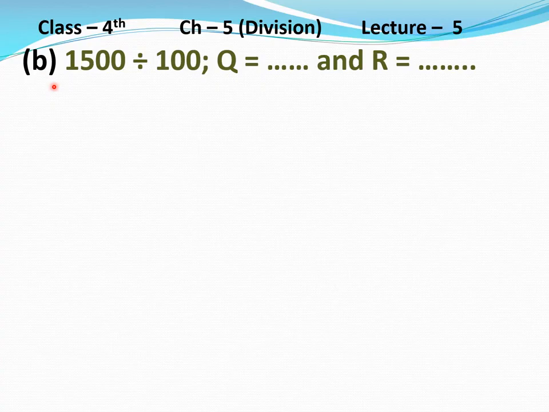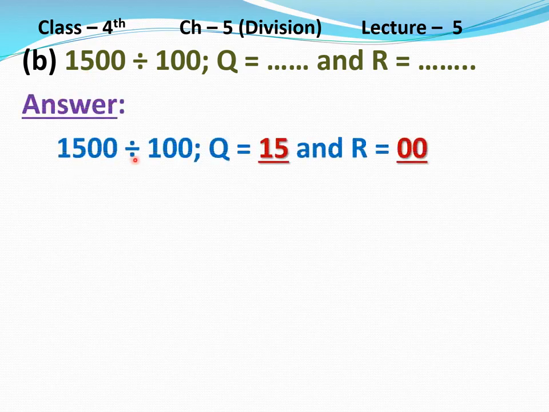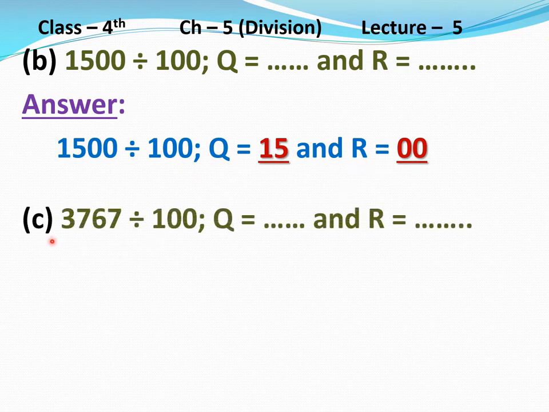Now B part. 1500 divided by 100. Quotient equal to dash and remainder equal to dash. See, divisor is 100. Then the number formed by the last two digits, that is 0 and 0, number formed is 0. That will be remainder. And the number formed by the remaining digits, that is 1 and 5, number formed is 15. That will be quotient. Write down answer. 1500 divided by 100, quotient equal to 15 and remainder equal to 0. Okay. Now C part.